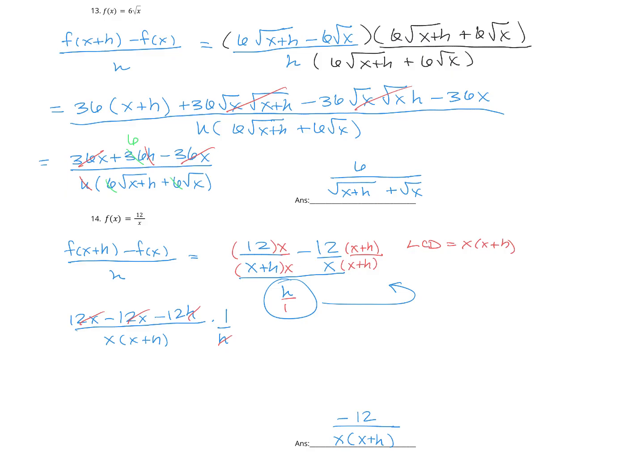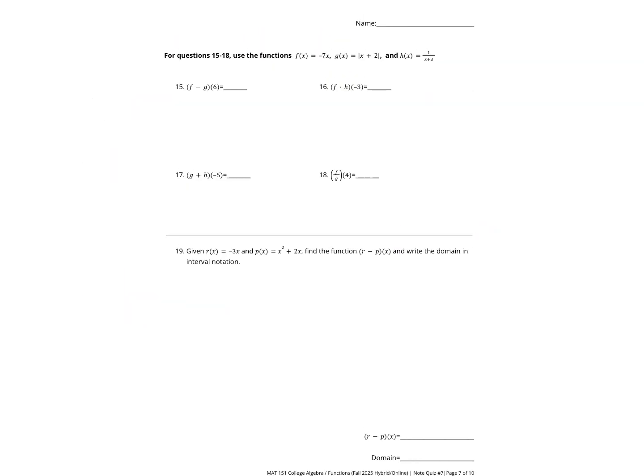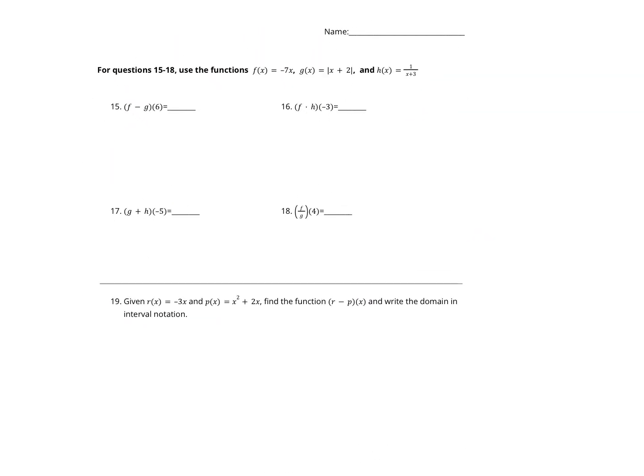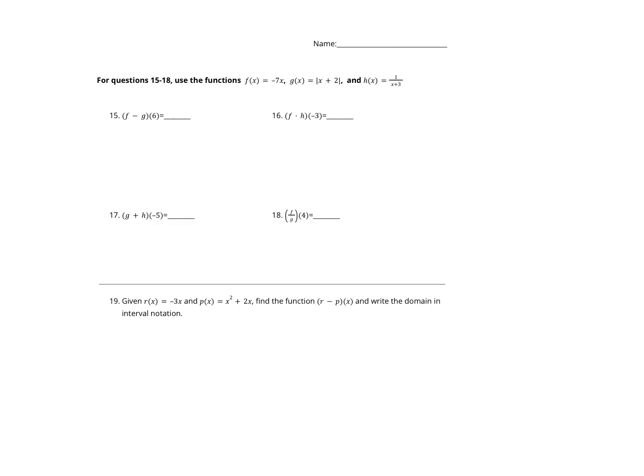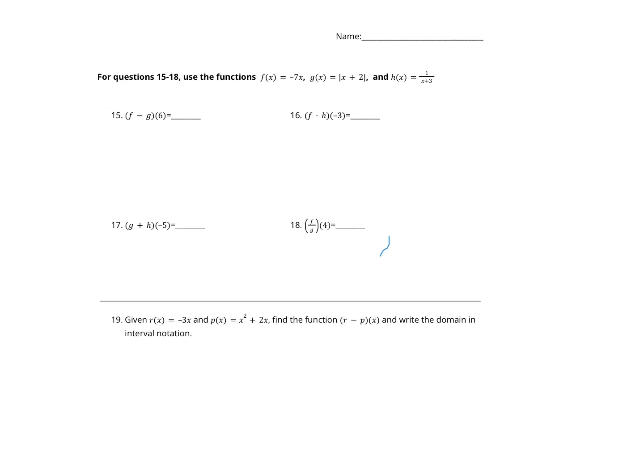All right, so let's move on to the next page. The next page is going to have us looking at adding and subtracting functions. There's two different ways to find these. In my opinion, the easiest thing to do is to find the individual ingredients and put them together. So first up, if I'm going to find f minus g of 6, that's really f of 6 minus g of 6 by definition.